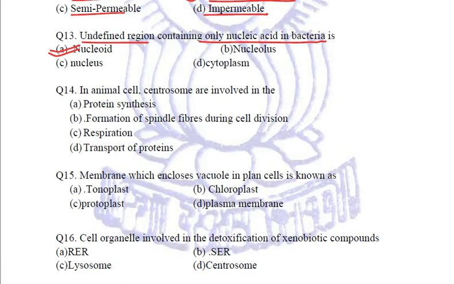Okay. Next question. In animal cell, centrosome are involved in the protein synthesis or the formation of spindle fibers during cell division or respiration or transport of proteins. The function of centrosome is the formation of spindle fibers during cell division. So the correct option of this question is B. Clear?